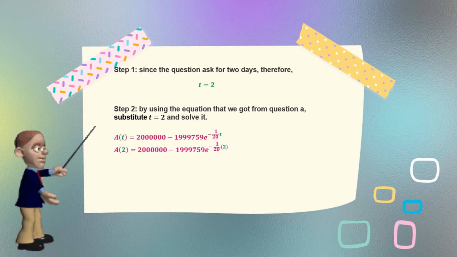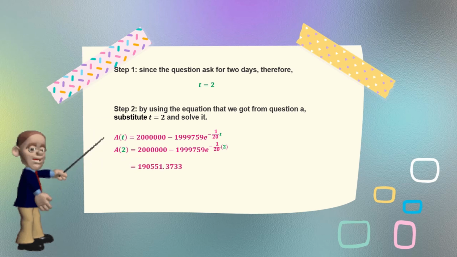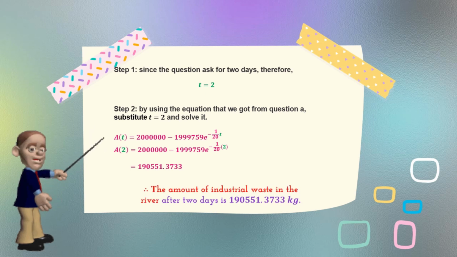Substitute t equal to 2, then we will get the answer 190,551.3733. Therefore, we can conclude that the amount of industrial waste in the river after 2 days is 190,551.3733 kg.